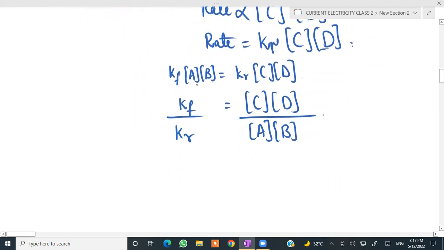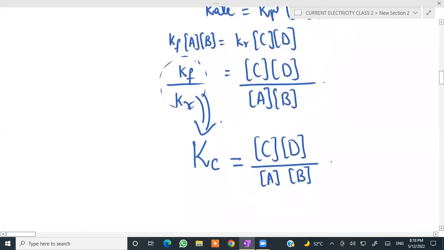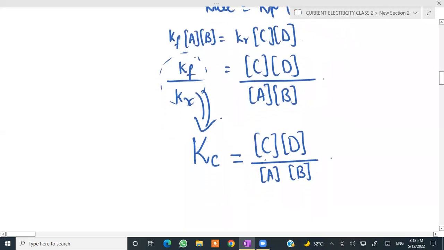Correct? Now, these two constants collectively have a special name. Because we are dealing with concentrations only, they're collectively called Kc, or the equilibrium constant of concentration. And the formula is the products' concentrations divided by the reactants' concentrations. And let me just add in something: they are to the power of their moles as well. But for now, let's just not bring that in here. So this is the expression for Kc that we get over here.